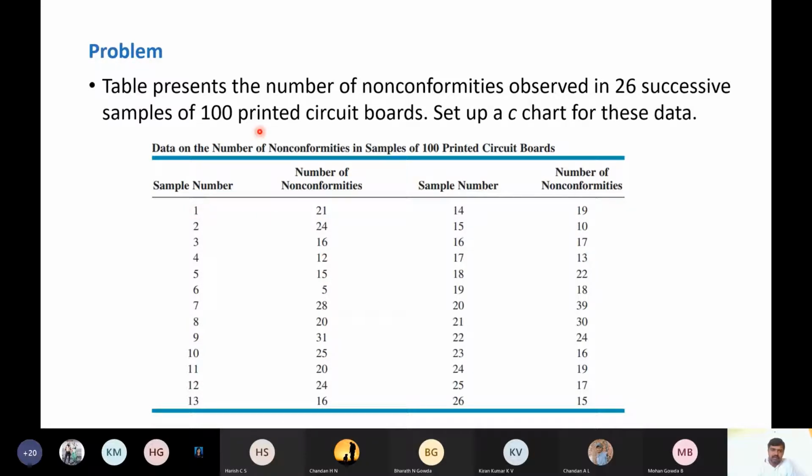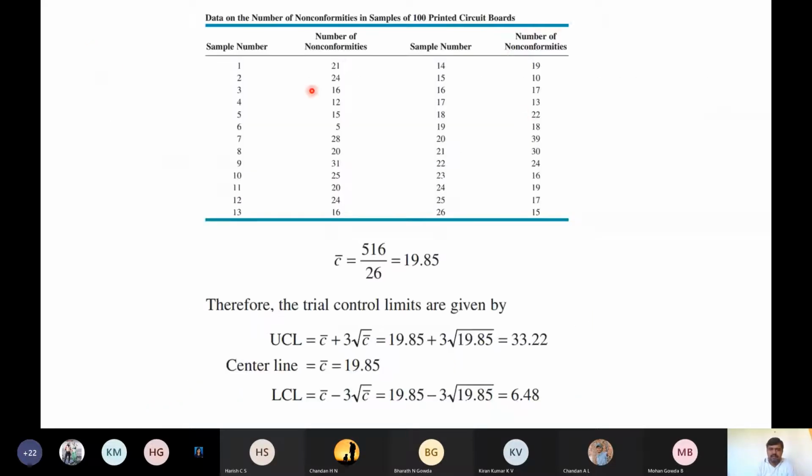Out of 100, how many are defects? That is given. Number of non-conformities, 21 out of 100 for sample number 1, and 24 out of 100 for sample number 2. Like that, data is available for 26 samples. Number of non-conformities means number of defects is given. Based on this, you need to plot a C chart, a control chart. This is the data given in the problem.